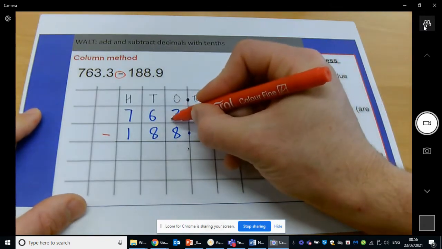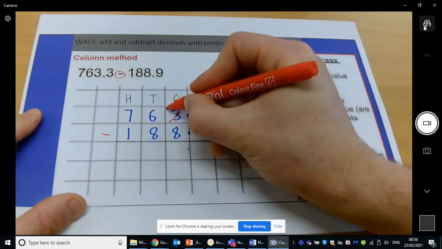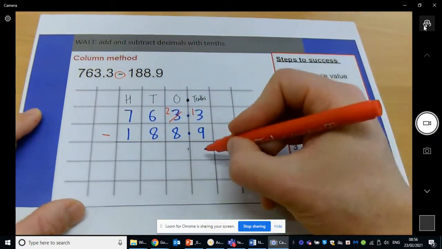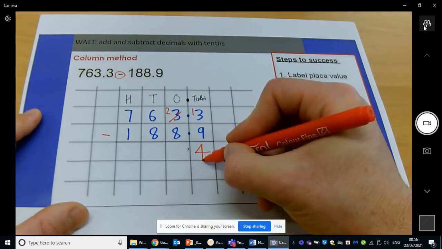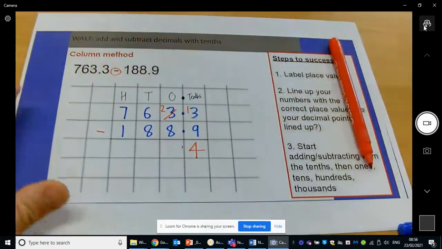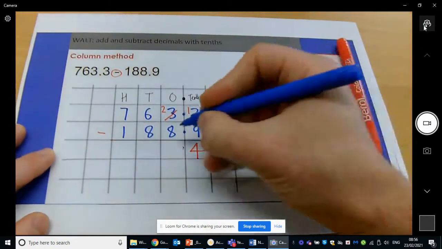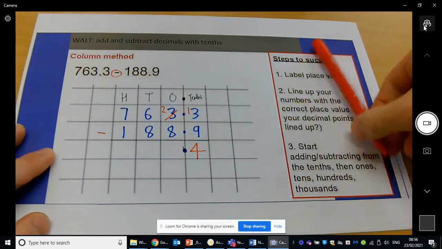So we're going to have to go over to our neighbor and borrow 1 from them, making it 13. That then becomes a 2. 13 take away 9 we can do, is 4. 2 take away 8. You should be calling out, what have I forgotten? What have I forgotten to do there? Of course, I've forgotten to use the decimal point. So I'll put that in there.